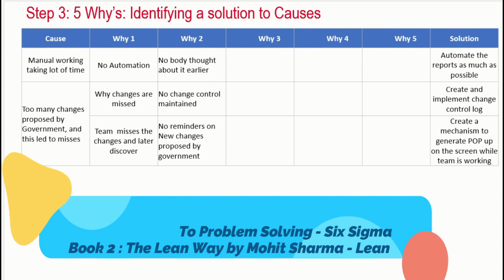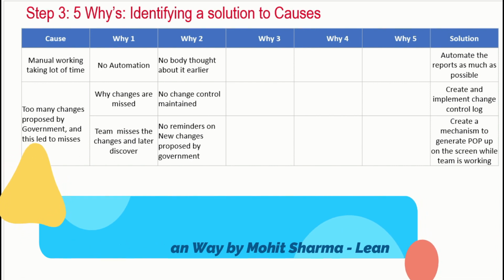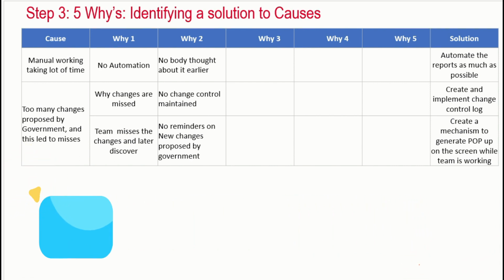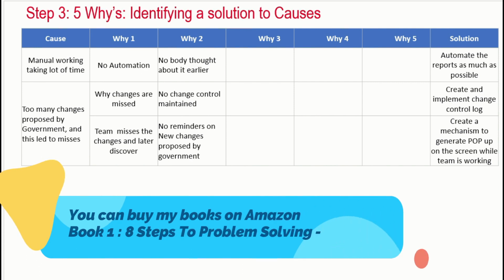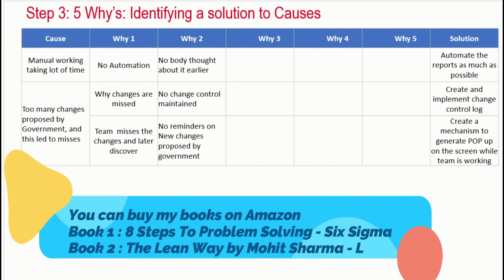The next was too many changes proposed by the government. This leads to misses. So why did it lead to misses? Because when there are too many changes proposed, people used to miss them while they were preparing the reports or while they were preparing the tax returns. Why was this happening? There were two sub-causes to this. The first why was why changes are missed, because there was no change control maintained. So the solution to this particular sub-cause was to create an internal change control log.